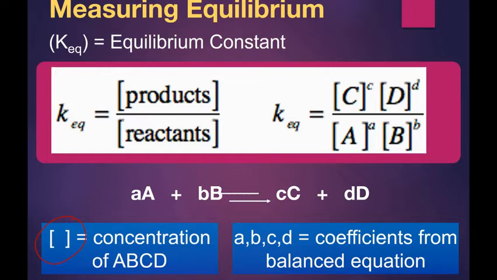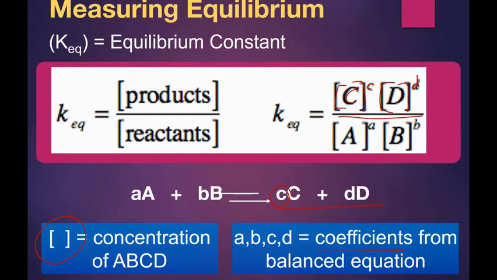So in this case, our products are here, the C and D, and that lowercase c right there represents the coefficients from the balanced chemical equation. So we have the concentration of C raised to the power of that coefficient times the concentration of D raised to the power of that coefficient, all divided by the concentration of A to the a and B to the b. So again, concentration of the products divided by the concentration of the reactants.